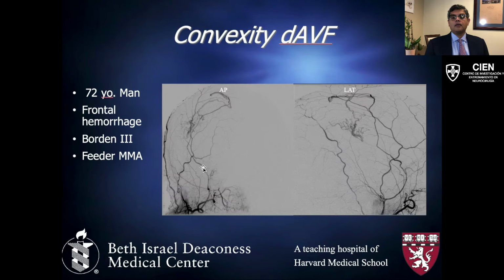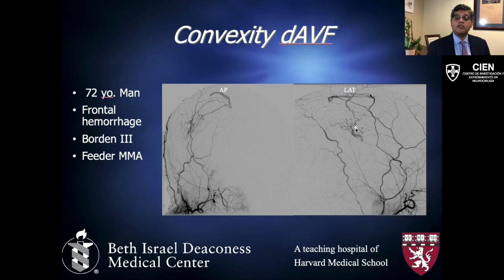This is a patient who presented again with a convexity dural AV fistula. You can see that he is 72 years old. He came in with a frontal hemorrhage and had a Borden type 3, which was fed by the middle meningeal artery. And here what you see is the middle meningeal artery going up, and you can see again it is going all the way to the sinus in the midline. And from the sinus, the fistula point, the draining vein goes laterally. On the lateral image, you see this draining vein. So this is the sinus, and you see the draining vein here. And as it comes down, you can see all this venous ectasia and finally draining through a larger vein.